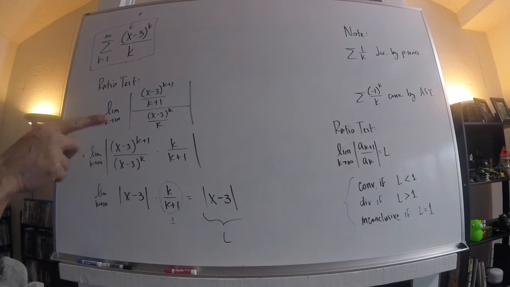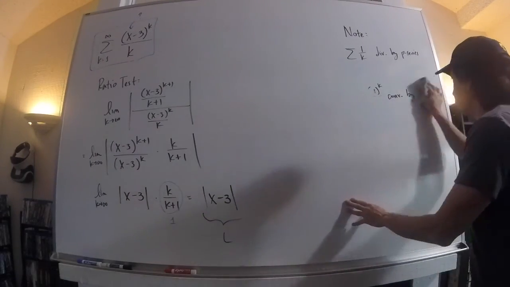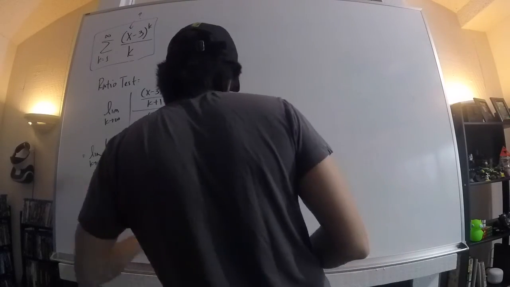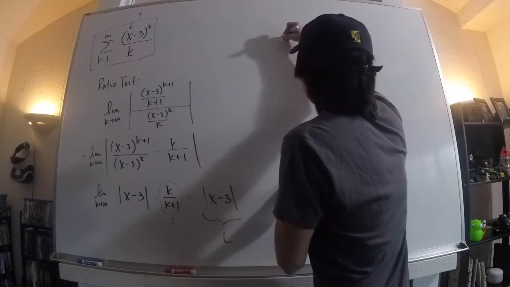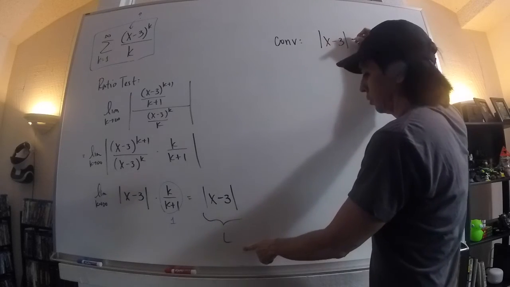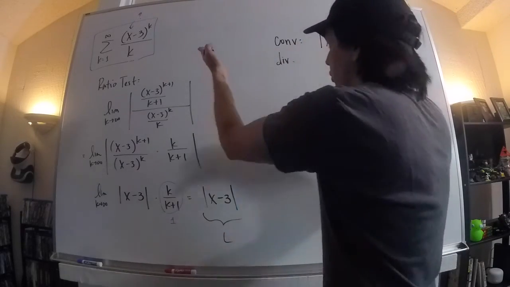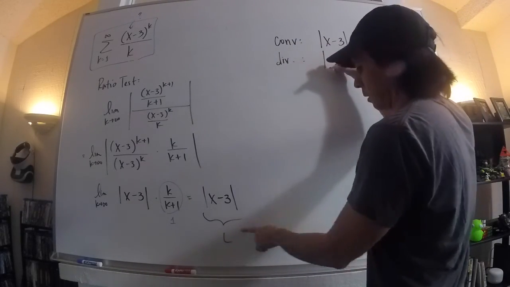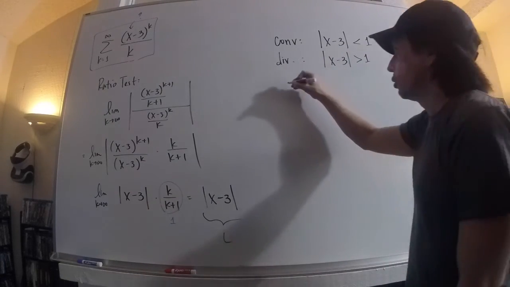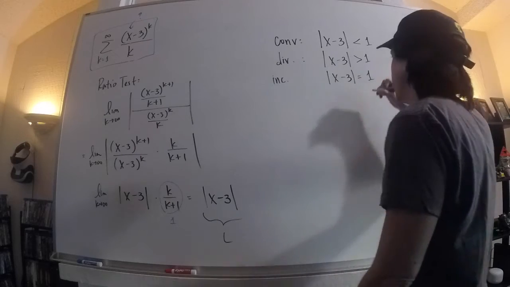So let's summarize. I'm going to erase over there. This is my limit when I get the ratio test. It has an unknown x, but now I can use the properties of the ratio test. My original series will converge when L is less than 1. That original series will diverge when this L, the limit of my ratio test, is greater than 1. And it'll be inconclusive when that absolute value of x minus 3 is equal to 1.